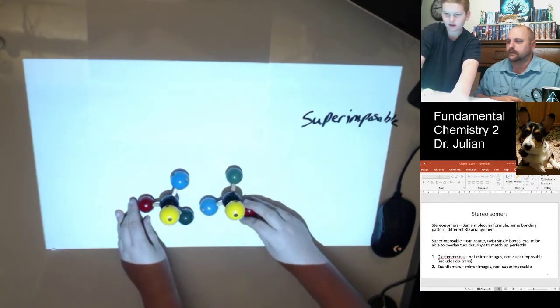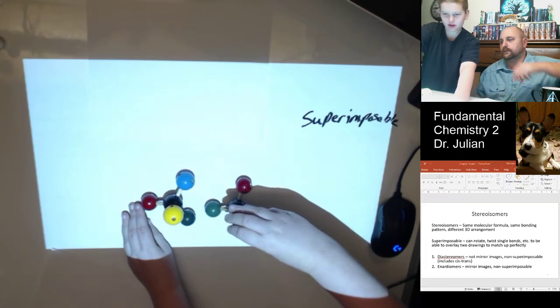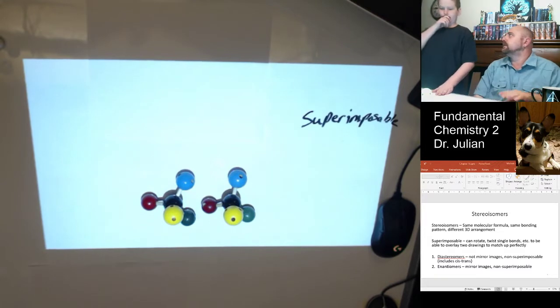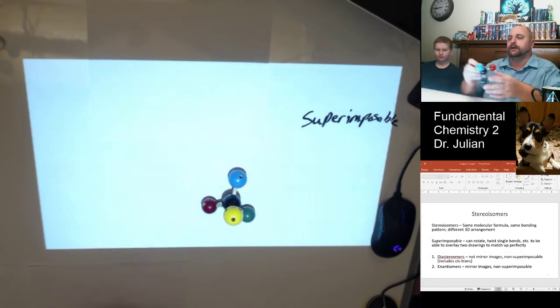So the yellow's on top. So if green's facing you, like that. Do those match? Yeah. Is it superimposable? Yes. All right. So now I'm going to make a little small change.